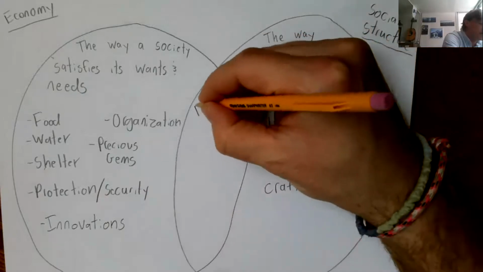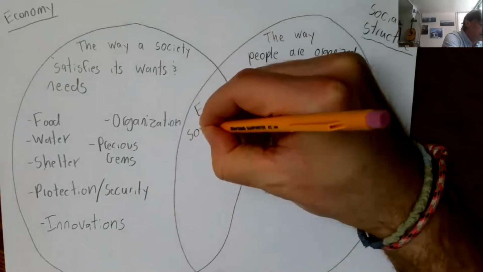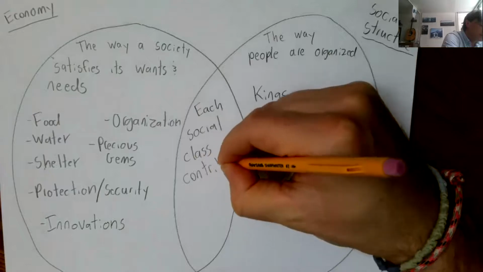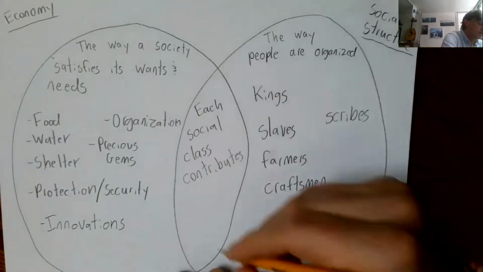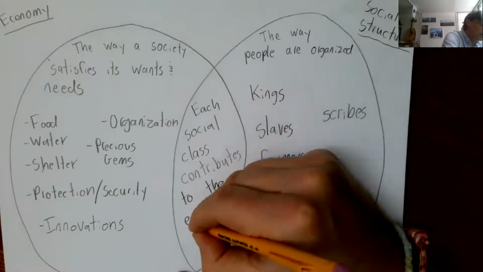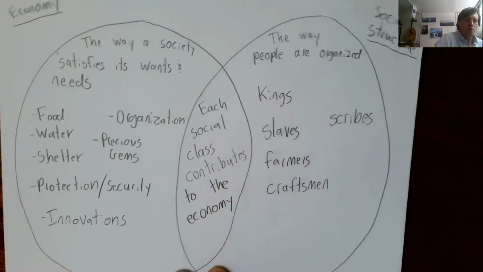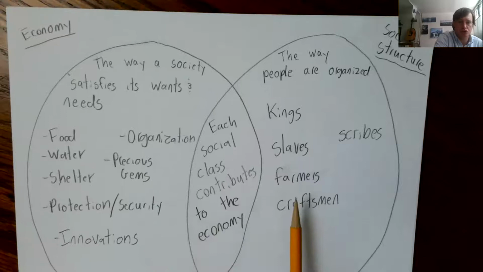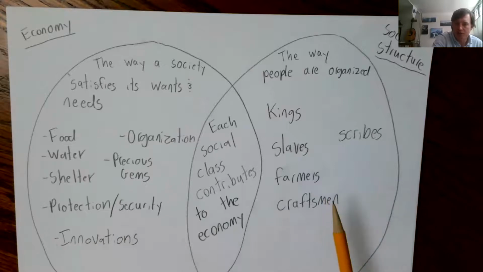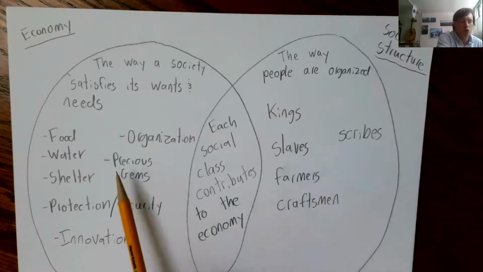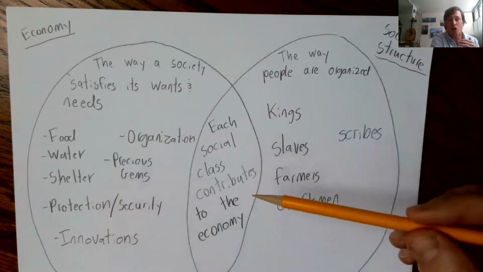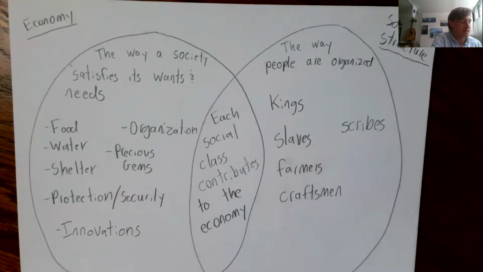So let's put that down. Each social class contributes to the economy. So this is a major connection between the economy and the social structure. We have all these wants and needs. Well, how are we going to get them? Well, we have specific jobs. We have specific people that are going to provide those wants and needs to our economy. So each social class contributes to the economy in their own way. So that's the end of those notes.